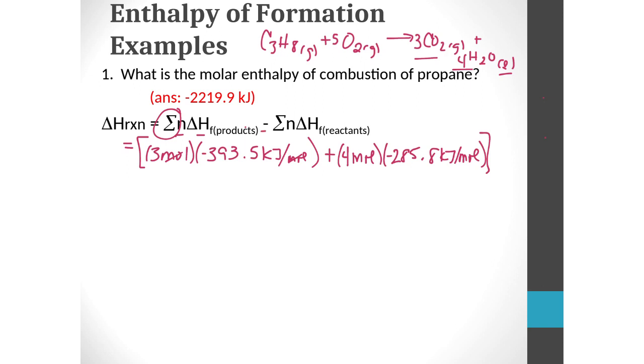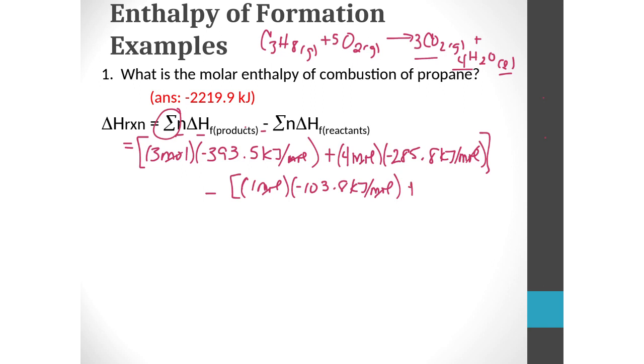And then we're going to be subtracting off the enthalpy of formation of my reactants. So for propane, I have 1 mole of propane, and I multiply that by the molar enthalpy of formation for propane. So off you go to your chart, and you notice it's negative 103.8. And again, that is kilojoules per mole. So again, all these mole units are going to cancel out, which is a nice thing.